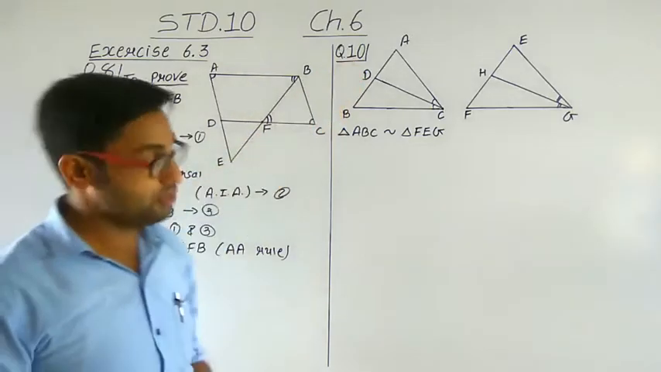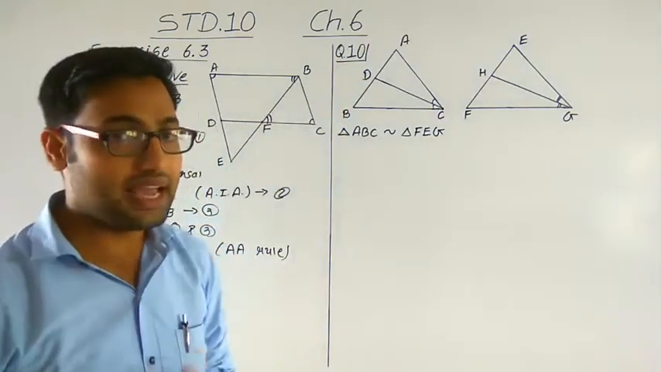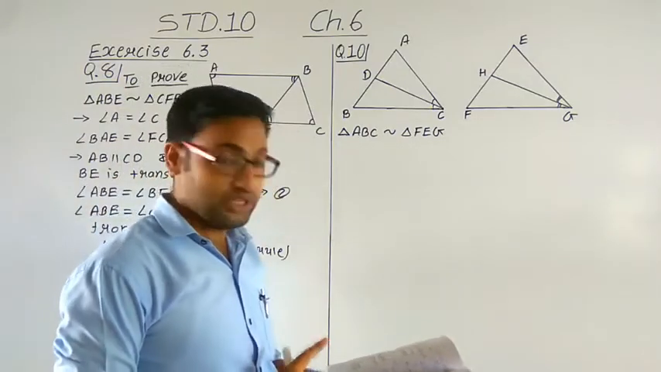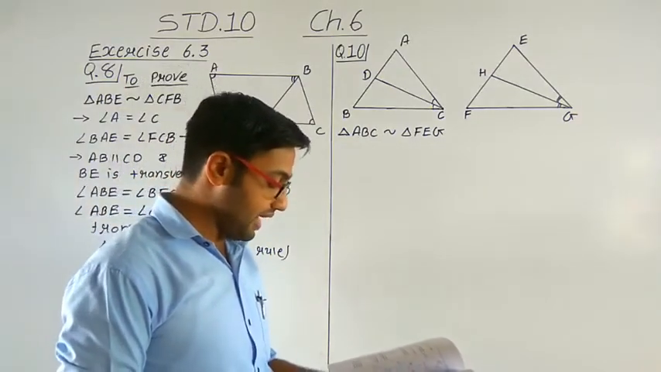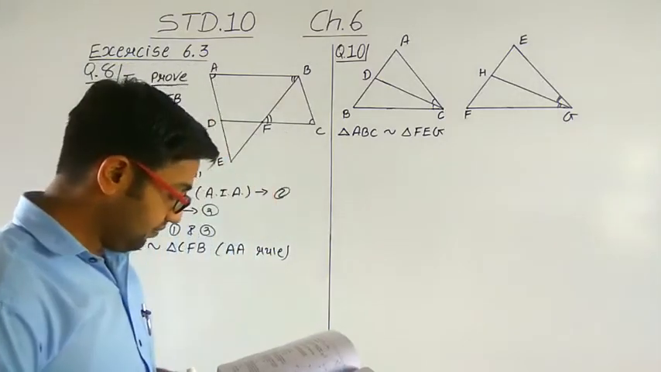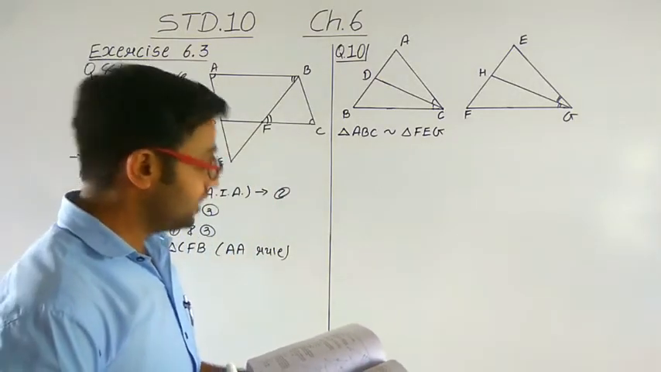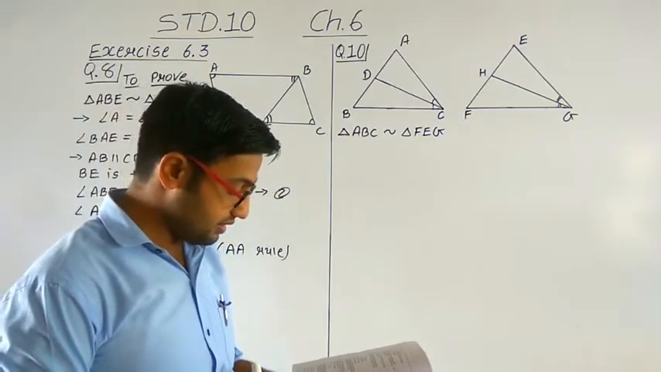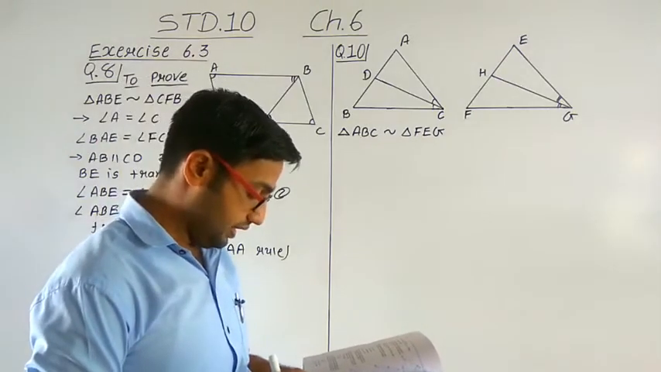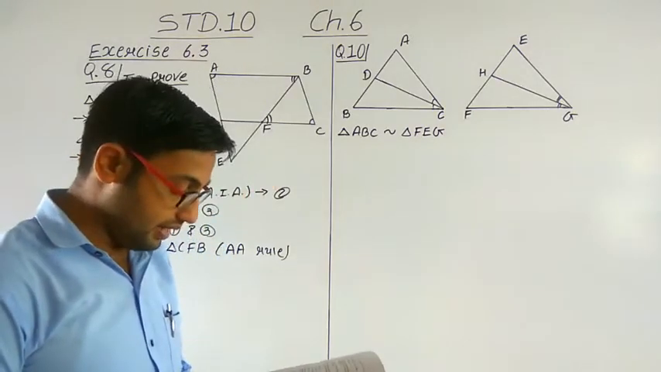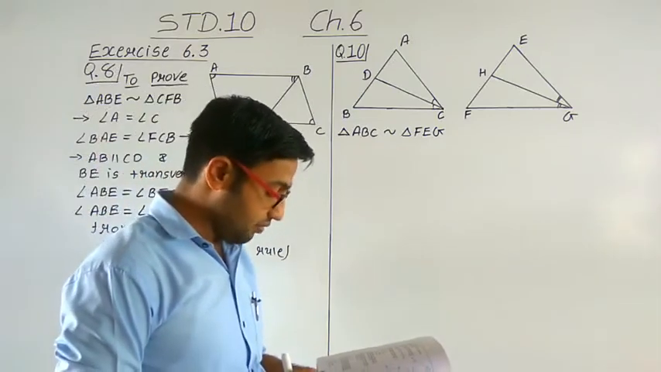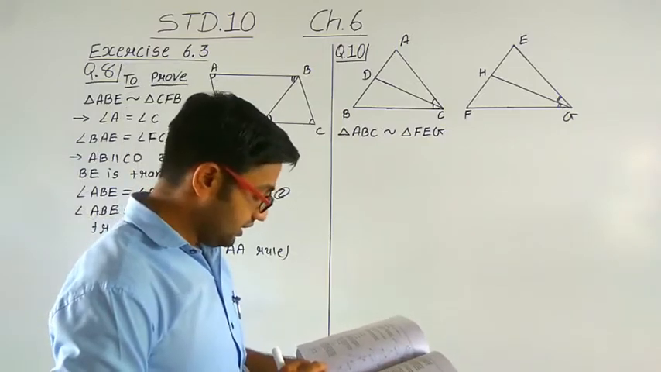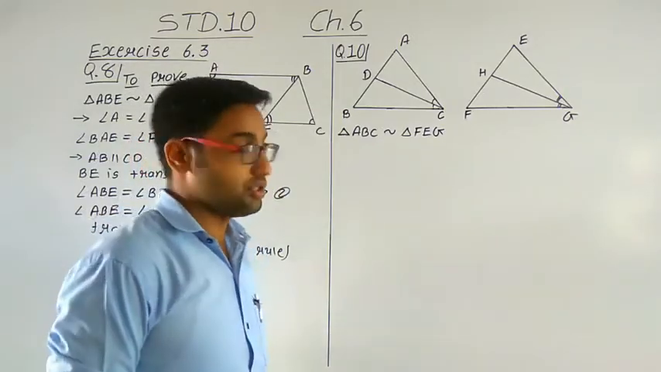Okay, now let us study question number 10. Here also the diagram is not given. So, what is the question? CD and GH are respectively the bisectors of angle ACB and angle EGF such that D and H lie on sides AB and FE of triangle ABC and triangle EFG respectively. If triangle ABC is similar to triangle FGE, then we have to show the three conditions.